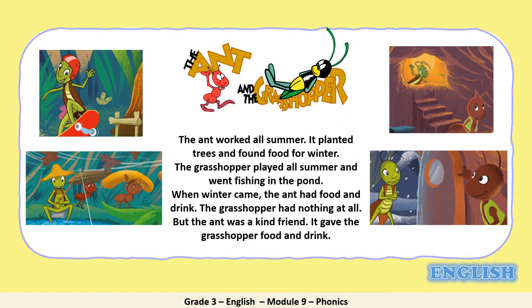The ant worked all summer. It planted trees and found food for winter. The grasshopper played all summer and went fishing in the pond. When winter came, the ant had food and drink. The grasshopper had nothing at all. But the ant was a kind friend. It gave the grasshopper food and drink.